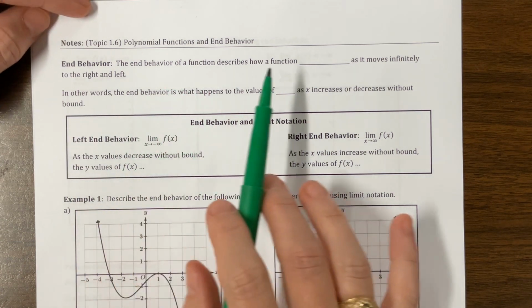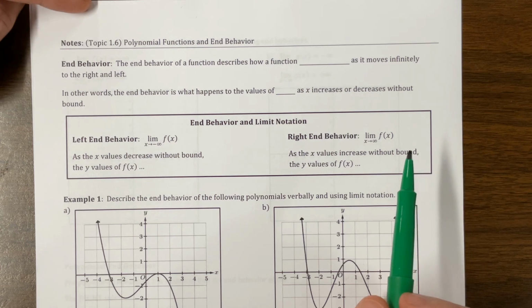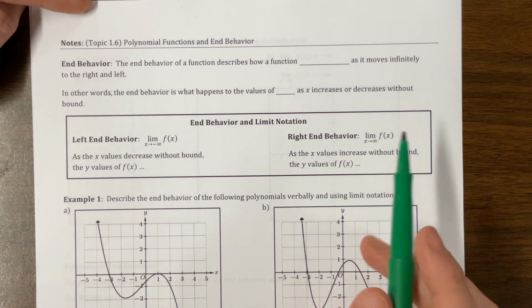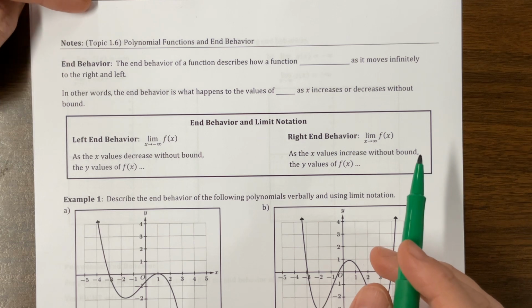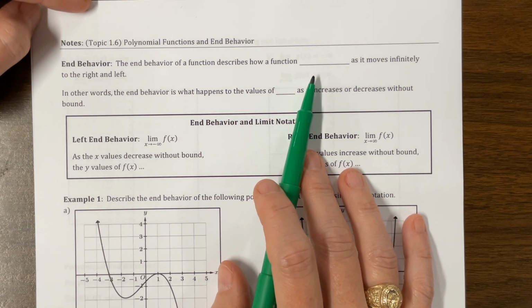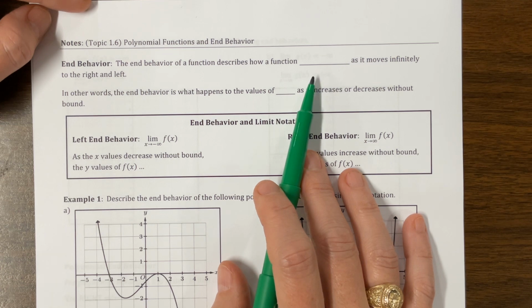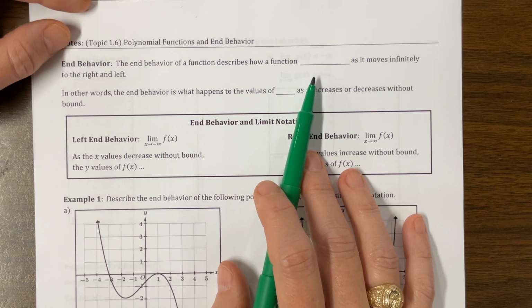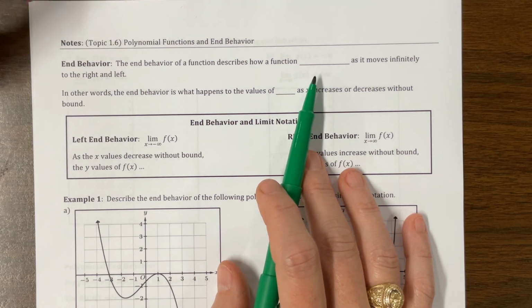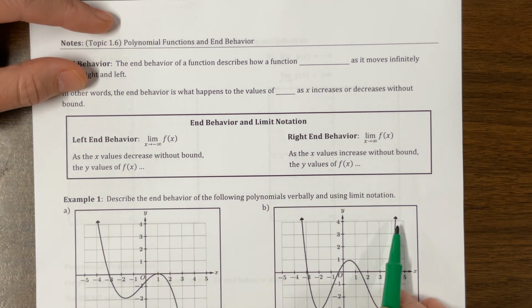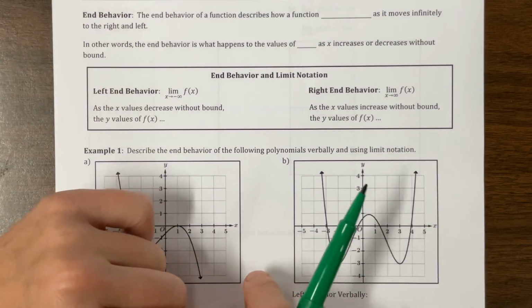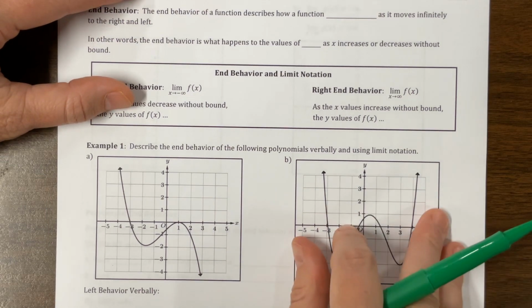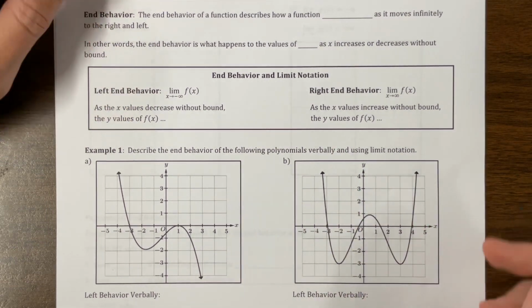The end behavior of a function describes how a function, as it moves infinitely, changes. Yeah, I'm not sure what word he wants here. The end behavior of a function describes how a function blank as it moves infinitely to the right and left. Well, what we're talking about here is my function's either going to keep going up forever or go down forever. There might be all this interesting stuff in the middle, but as I get farther out to the ends, what's my function doing?